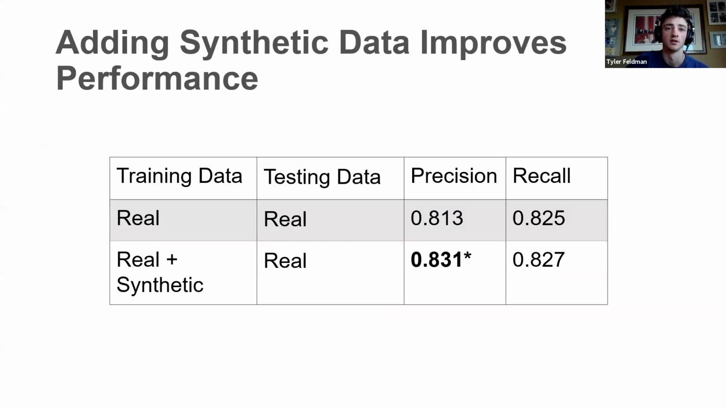And so we can look at the results that we got. When we trained with only the real data in our training set, we got a precision of 0.813 and a recall of 0.825. And then when we added in our synthetic data to the training set, we got a decent improvement in precision to 0.831 and only a small improvement in recall to 0.827.